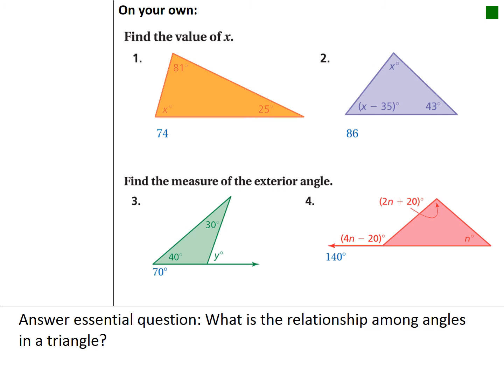Answer the essential question. We'd like you here to answer the essential question, what is the relationship among angles in a triangle? Obviously, you're going to talk about the angle sum note and how we can use equations to solve for missing variables. Once you finish with your essential question, go ahead to Schoology and you'll see the checkpoint there, and we'd like you to complete that after you've done this video.